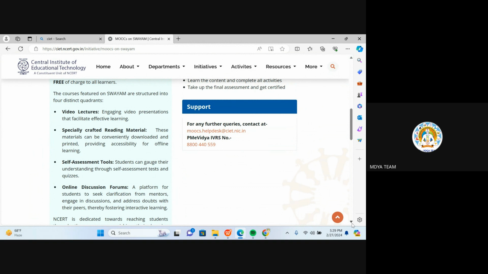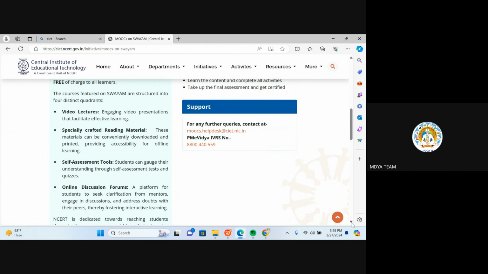You can get study material from the video lectures and the specially crafted reading material. These materials can be conveniently downloaded and printed, providing accessibility for offline learning. If you want offline learning, you can download the reading material, okay? Self-assessment tools: students can gauge their understanding through self-assessment tests.